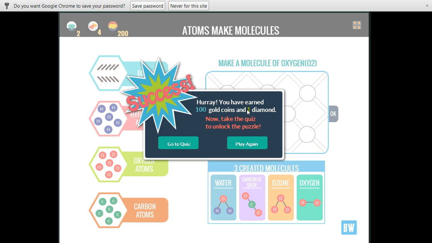So even here, the learning objective that we push through is that a molecule or a compound is made of more atoms that come together, and we have demonstrated how the most common molecules the child sees around him or her in day-to-day life are formed: water, carbon dioxide, ozone, and oxygen.